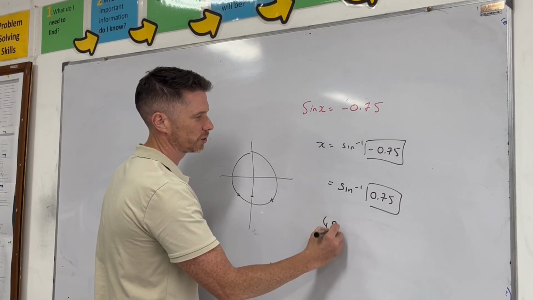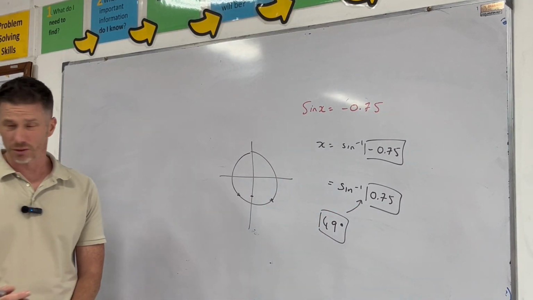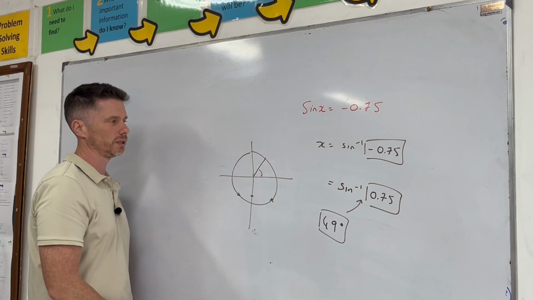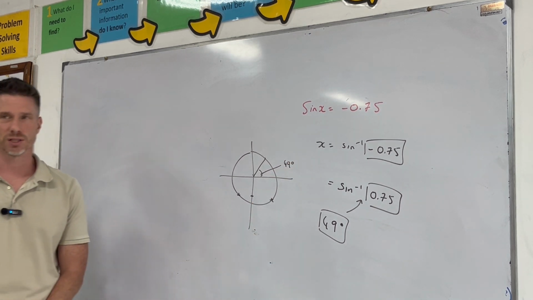All right, let's say just 49 degrees just for today. Okay, so 49 degrees is this angle in here. It's called the reference angle or the original angle. So that's 49 degrees. That gives 0.75.